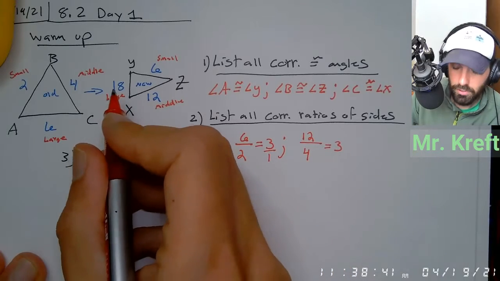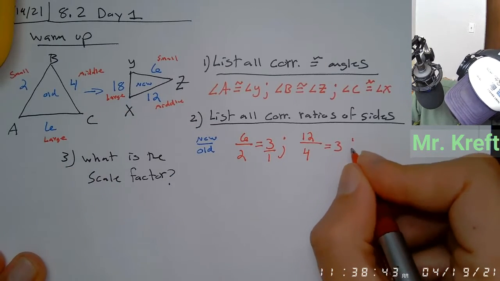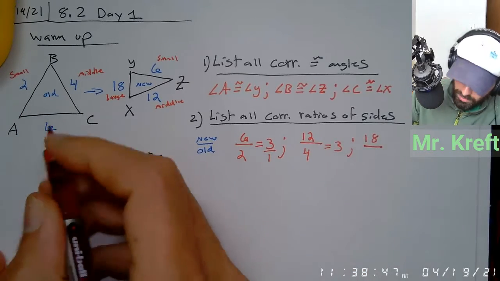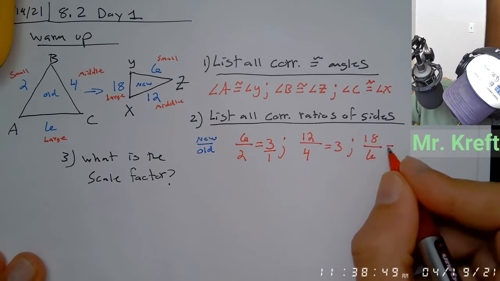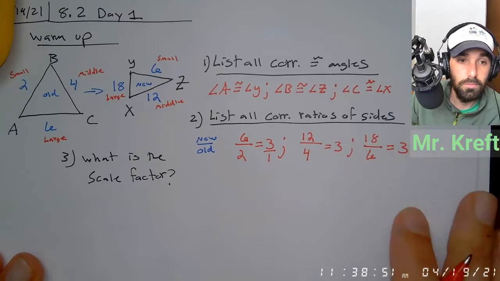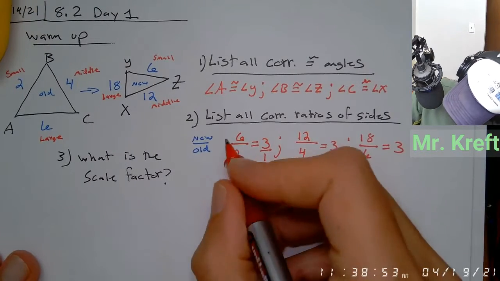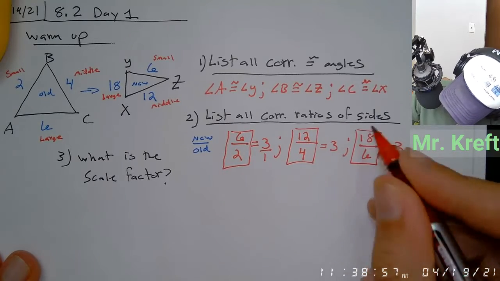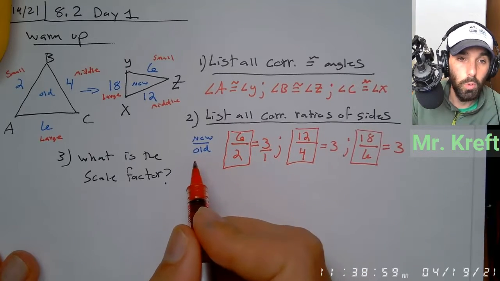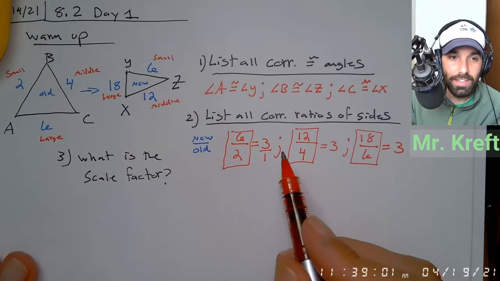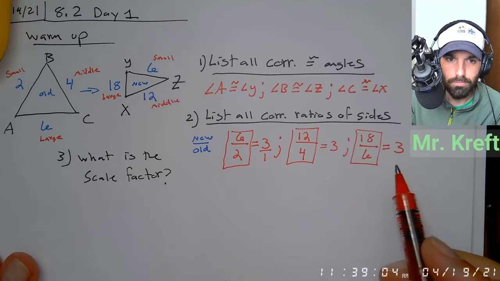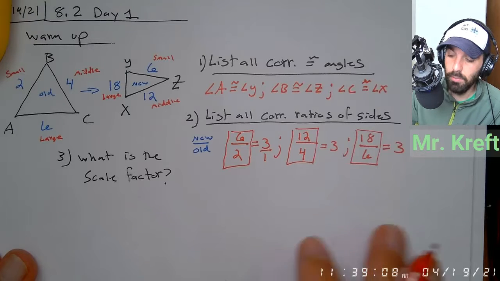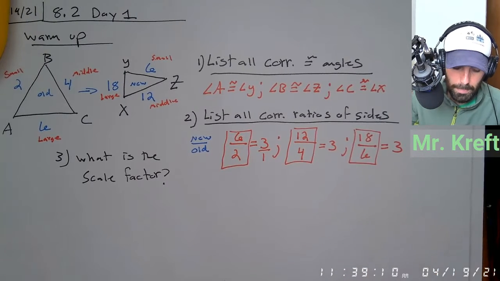And then I'm going to do the same thing with my large. So I have 18 over 6, and I know that 6 goes in there 3 times. Okay, so again, my ratios right here are new over old. So what is this 3 that we keep getting? What is it? Can anybody tell me in chat? What is that 3?